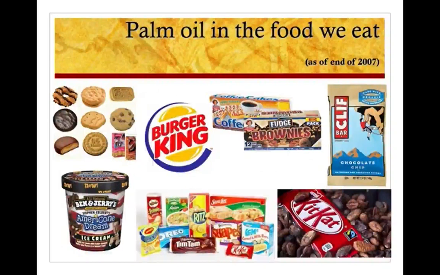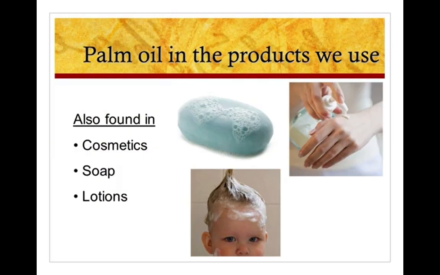Palm oil is in a lot of the foods we eat. I just took a sample of foods that are on the list of foods that contain palm oil. You see it in Ben & Jerry's ice cream. You see it in Girl Scout cookies. You go to get a fast food hamburger at Burger King, and you're going to have palm oil. Kit Kat, which you're going to see a little bit more about in just a few minutes. Palm oil is also in a lot of the daily products we use, cosmetics, soaps, lotions. It's really hard for us to escape palm oil. It really, truly is everywhere.